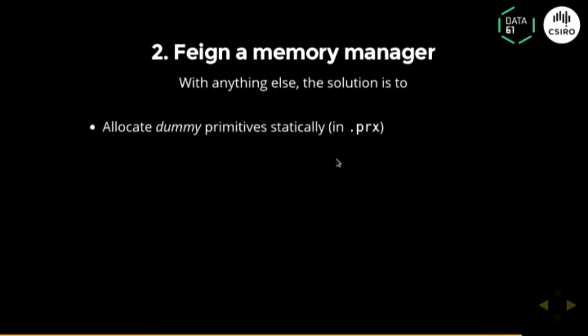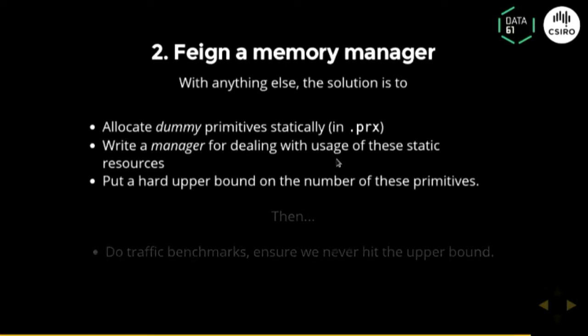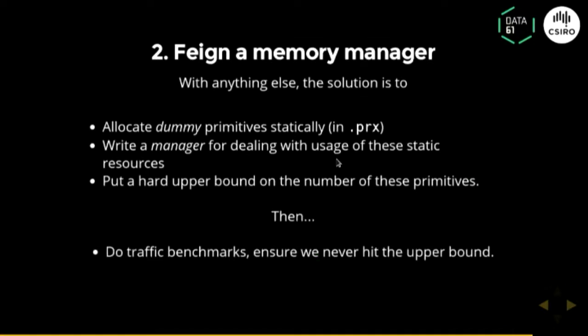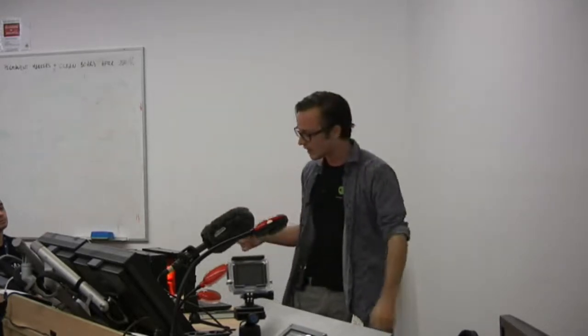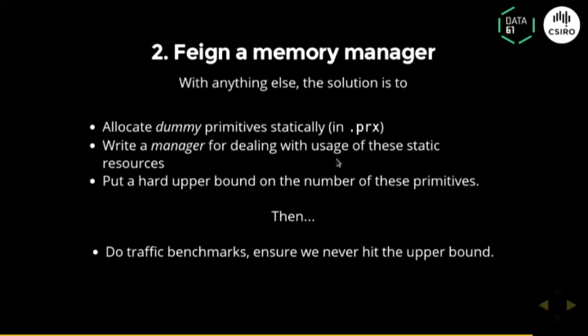The second way is basically cheating. The solution was to allocate a bunch of dummy primitives in the static file, and then to determine how many of these static things to make, I pinged the crap out of this thing, doing lots and lots of HTTP requests. I ended up with a number, I think it was 8 mutexes, that I would never exceed after lots and lots of traffic benchmarks. Then I went, I'll set it to 16, and it'll probably never die. That was basically my justification. But that's it for lwIP.